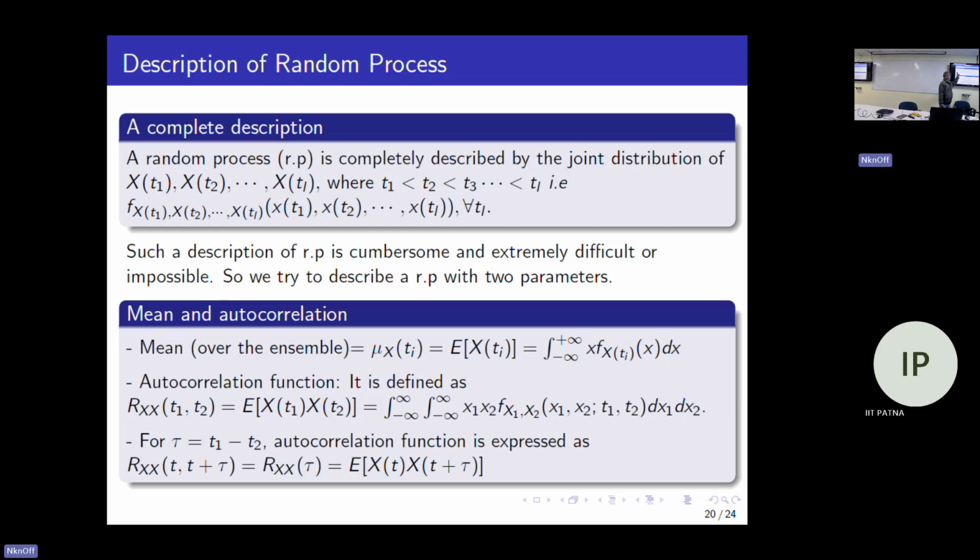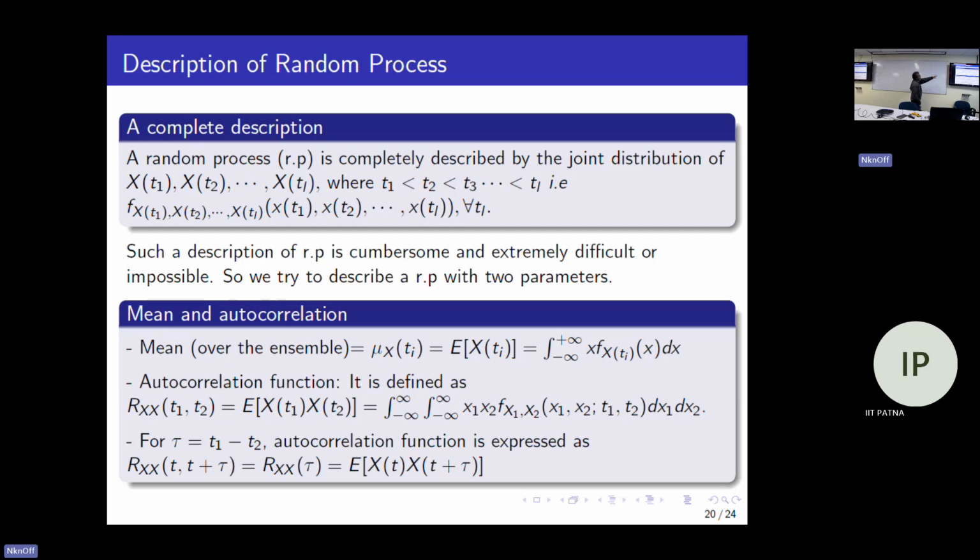Okay, so let's come to this point. So then how can we describe the process completely? We can describe the process completely if we describe it with a joint distribution among all the times. Suppose this is a discrete process, and we have times T1, T2, T3, up to TL. How can this random process be described? If we can describe the joint distribution of T1, T2, T3, T4, up to TL, right?